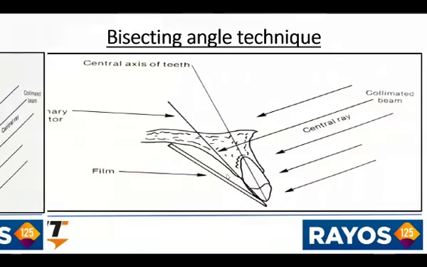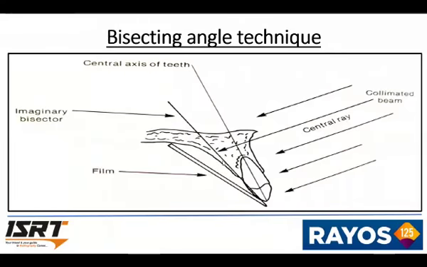Let me explain it. So this is the tooth, and this is the long axis or central axis of the tooth, and this is the film. So the long axis of the tooth and the film make an angle. If an imaginary bisector bisects the angle, the angles formed here and here are equal. That is, when an imaginary bisector bisects an angle, the adjacent angles will be equal according to the geometry. And we are directing the central ray perpendicular to the imaginary bisector.